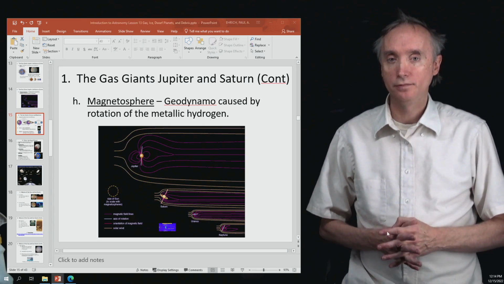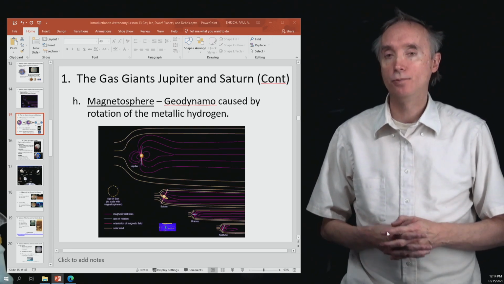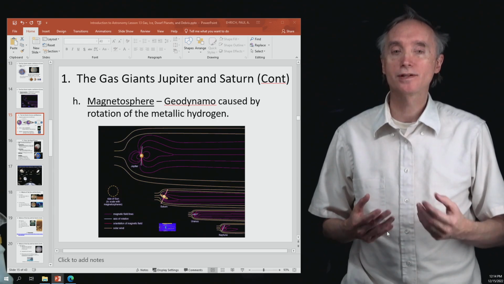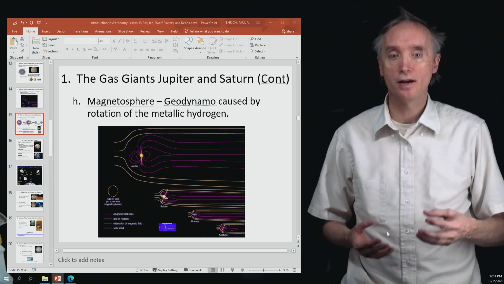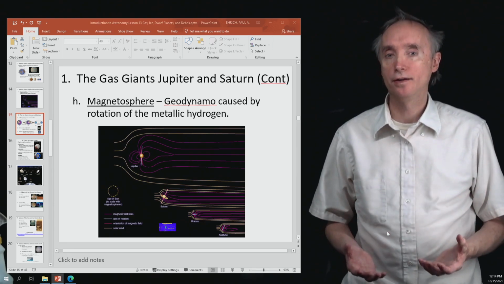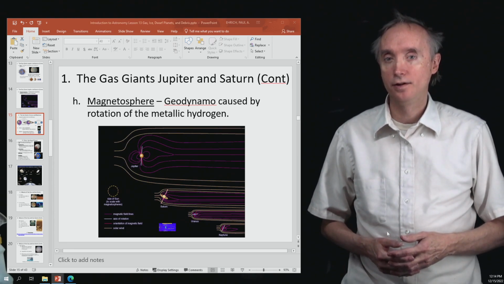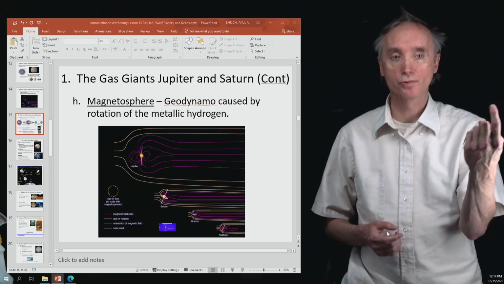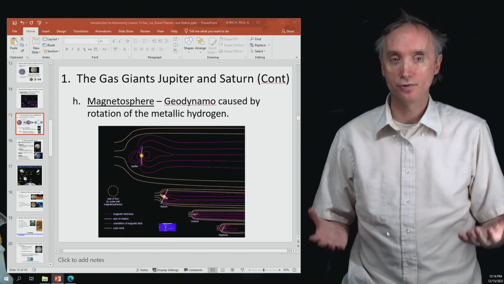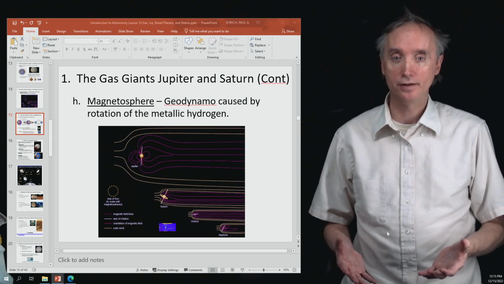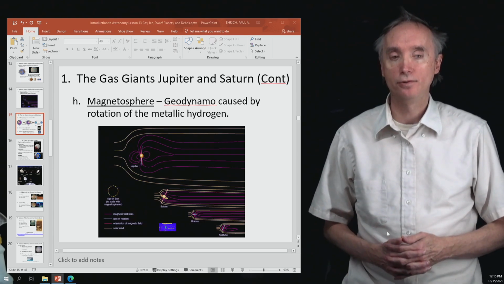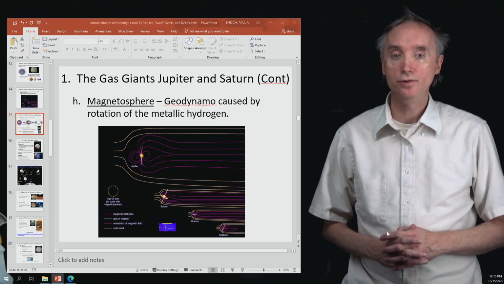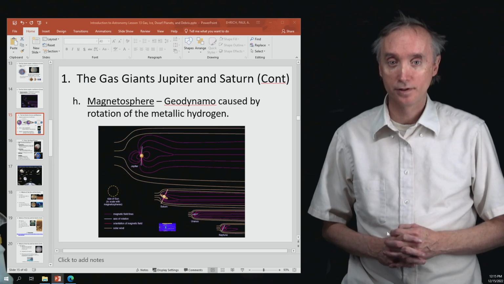So what would be on Jupiter and Saturn that would create their magnetic fields? It would need to be something metallic, just like on Earth, it's the iron and nickel. So what would be metallic on Jupiter and Saturn? Well, that's going to be that metallic hydrogen. So as that metallic hydrogen goes around and around, because Jupiter and Saturn are rotating, that's going to create a geodynamo.